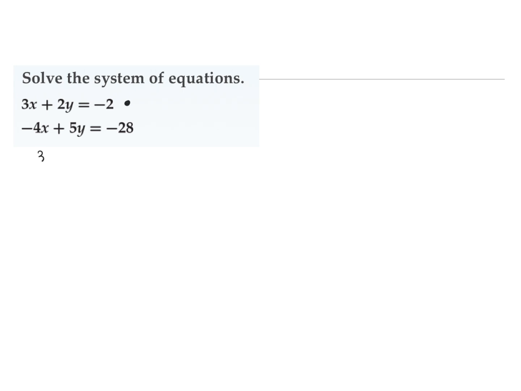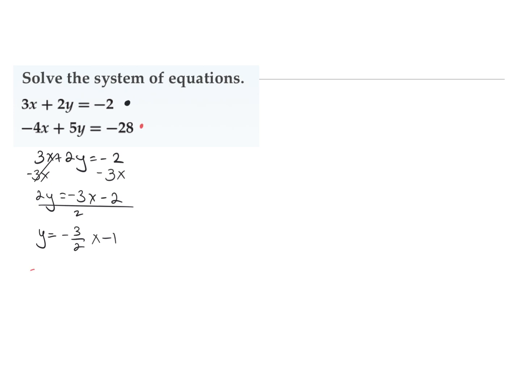So it's 3x plus 2y equals -2. When I rearrange it, I'm going to start by subtracting the 3x. Again, I'm just rearranging it into slope-intercept form. And then after I subtract the 3x, I will divide by 2. And I get y is equal to -3/2 x minus 1.